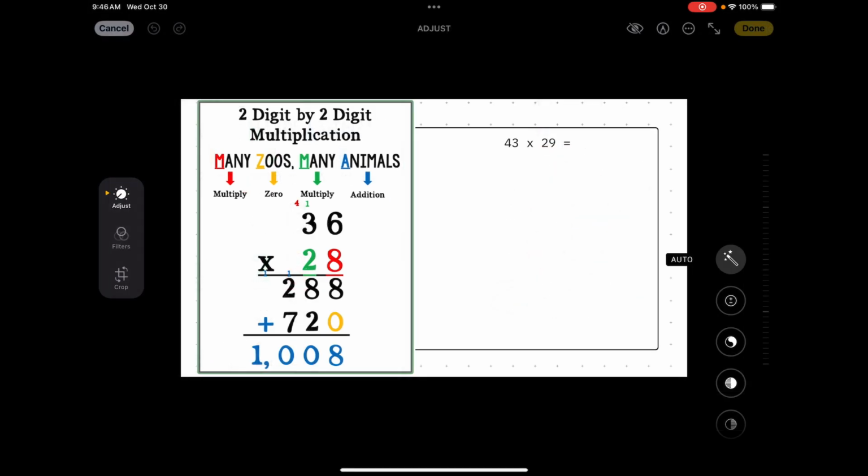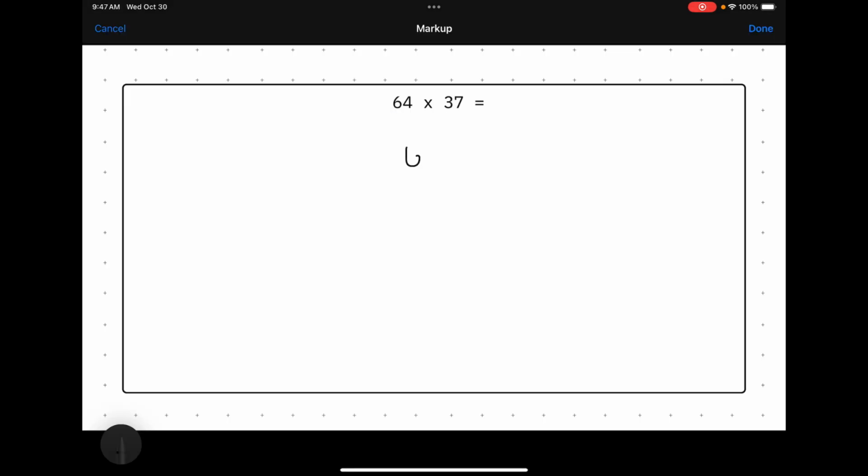Let's do another one. I have 64 times 37. I'm going to go ahead and stack that by place value.